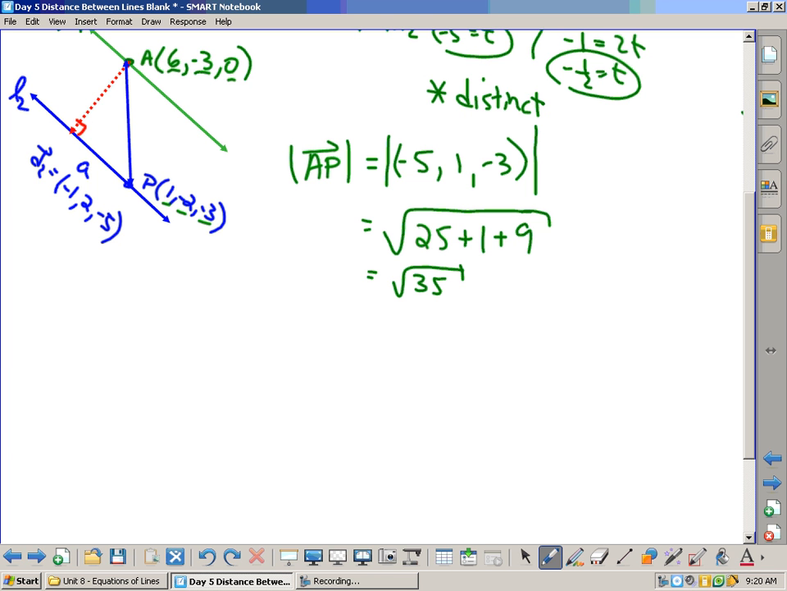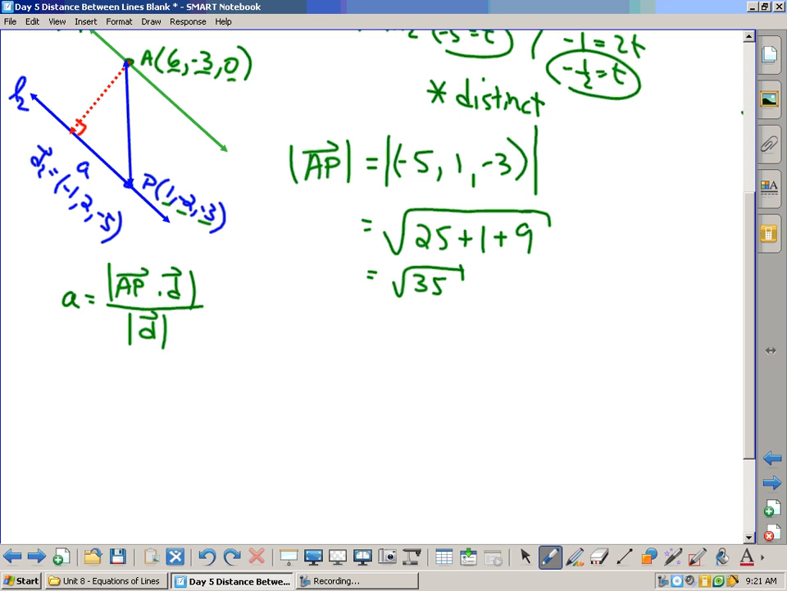Good. Now we're going to go off and find A. And remember, there's a big long formula that we have to have memorized. And what's that big long formula for A? AP dot D over the magnitude of D. Very good, Isaac. Nice job. It's very impressive that he's memorized it that quickly. So that's good. So now we're just going to plug in the numbers.